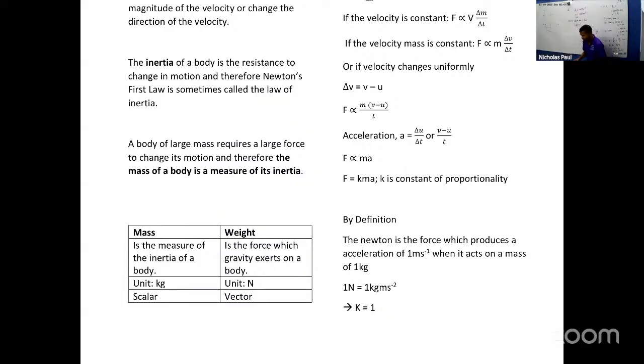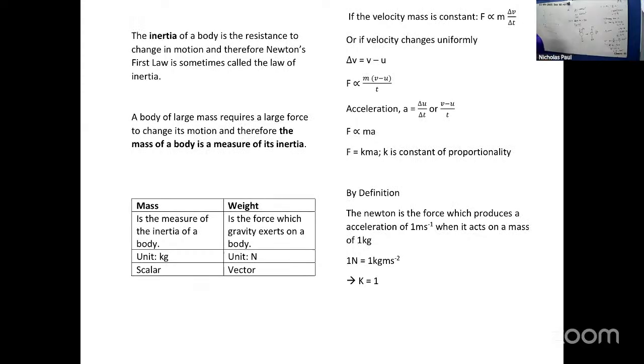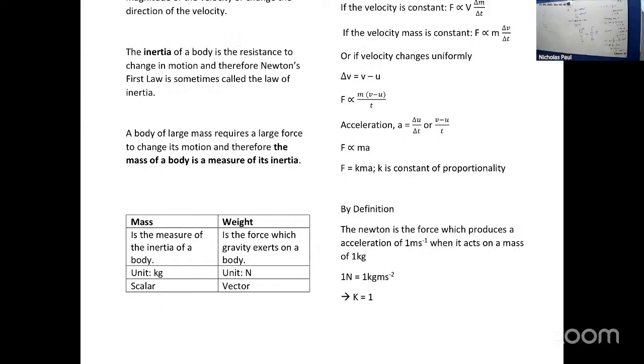So the inertia of a body is so on and so on. A body of large mass requires a large force to change its motion, and therefore the mass of the body is a measure of inertia. That makes sense? Bigger the object, bigger the inertia. Smaller the object, smaller the inertia. Mass and weight: you should remember that mass is a scalar, weight is a vector quantity, and it shows you how to prove all of that, right?